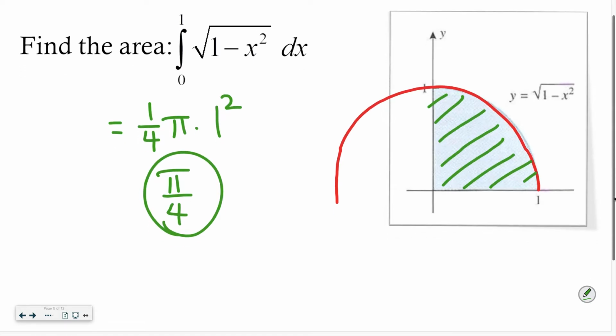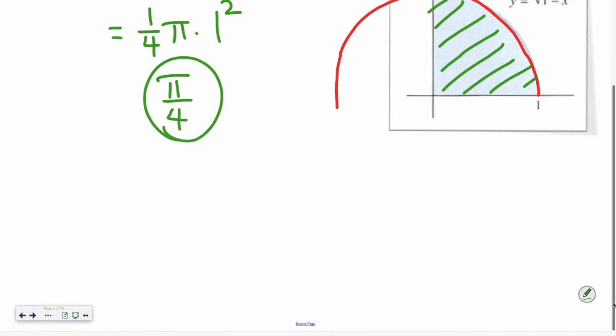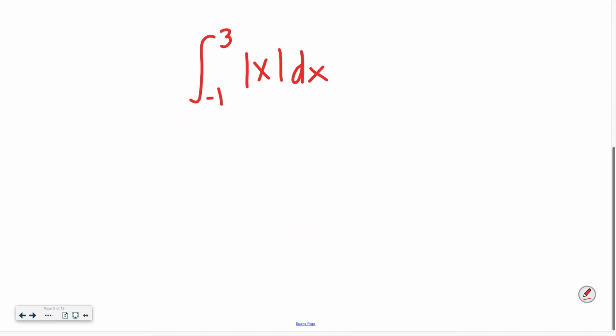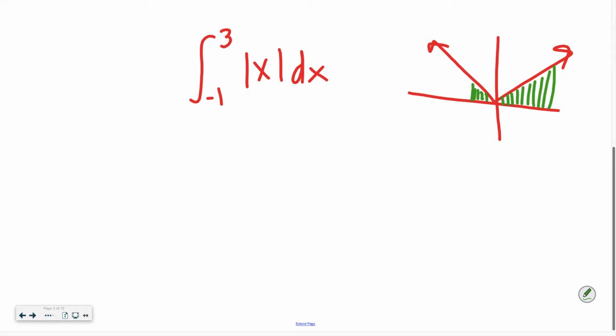Another popular equation to use geometry for, like let's say I gave you the integral from -1 to 3 of the absolute value of x dx. Could you use geometry to find me the answer to that problem? Okay. 2 triangles. Here is the absolute value of x, right? From -1 to 3, you would have 2 triangles.